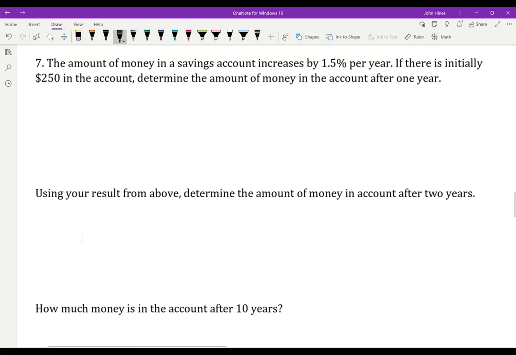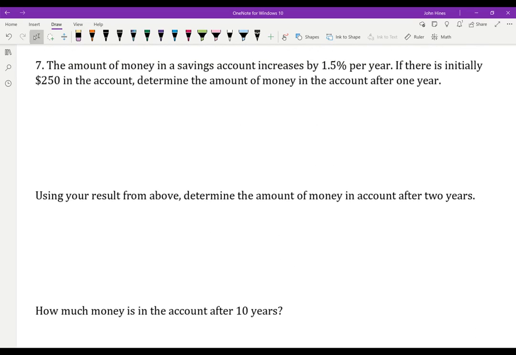All right, let's finish with this one here. Number 7, the amount of money in a savings account increases by 1.5% each year. So when you have a savings account, the bank gives you this thing called interest, where they give you a little bit extra money back for letting them hold your money. When you give the bank your money, it doesn't just sit there in a little vault. They take your money and they invest it, and they make money off of using your money. So they give you a little thank you present in the form of interest.